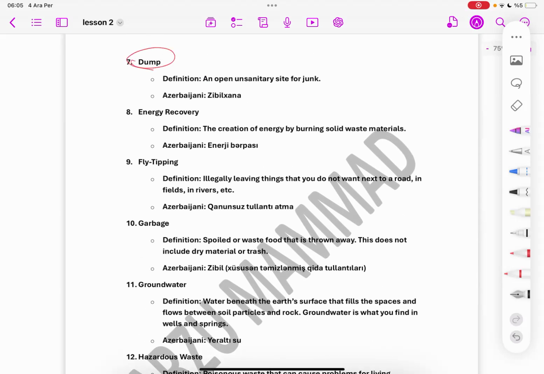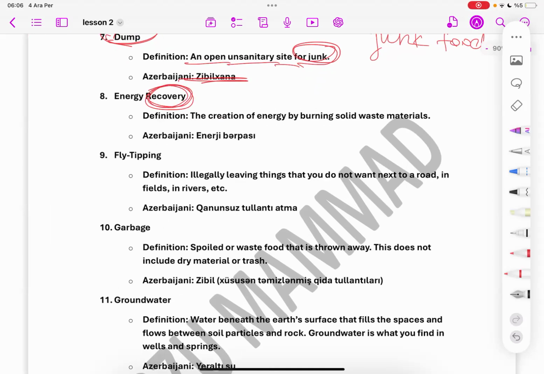Dump, we have dump rubbish. If you remember it, it is like an illegal activity. And dump, you can see its translation, an open unsanitary site for junk. Do you remember the word junk food? It means sometimes fast food, processed food, and so on. Actually, the translation looks like this one: recover something. The creation of energy recovery by burning solid waste materials. Okay, recover something, the meaning is here.